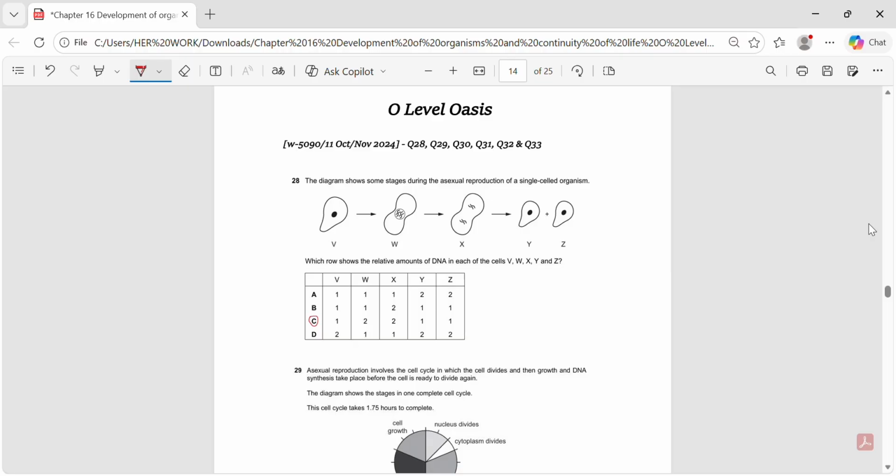This means that during binary fission, DNA first doubles before division and is then equally distributed so that each daughter cell has the same amount of DNA as the original parent cell.